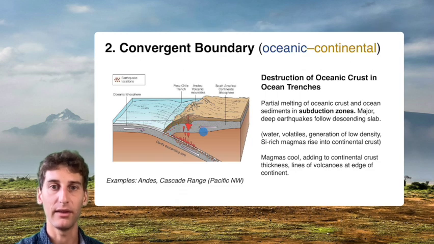And then these volatile and silicon-rich magmas come up, they burn their way through the continental crust, and they add to it. So the magmas cool, they add to continental crust, and also this forms lines of volcanoes right at the edge of the continent.